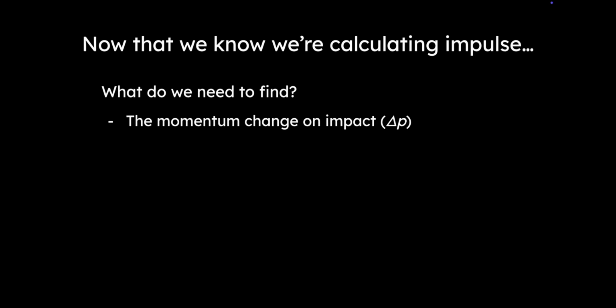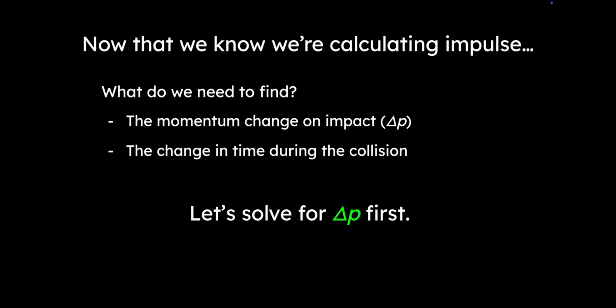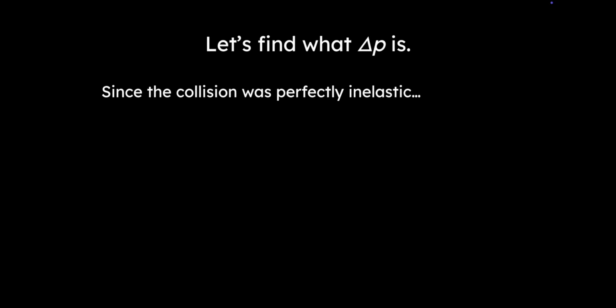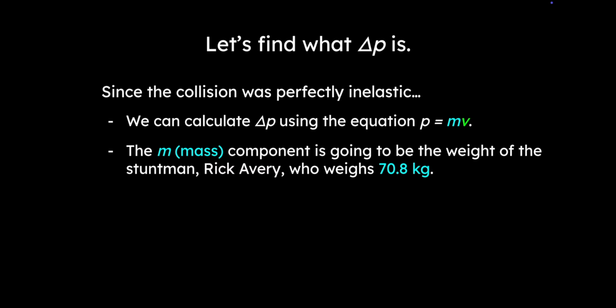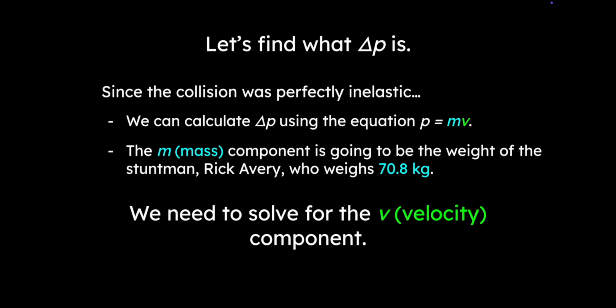So now that we know that we're going to be calculating for impulse, what exactly do we need to find? Well, we need to find the momentum change on impact, which is delta p, and the change in time during the collision. Let's solve for delta p first. Since the collision was perfectly inelastic, we can calculate delta p using the equation p equals mv. The mass, or m component, is going to be the weight of the stuntman Rick Avery, who weighs 70.8 kilograms. We need to solve for the velocity, or v component. We can do this using kinematic equations.